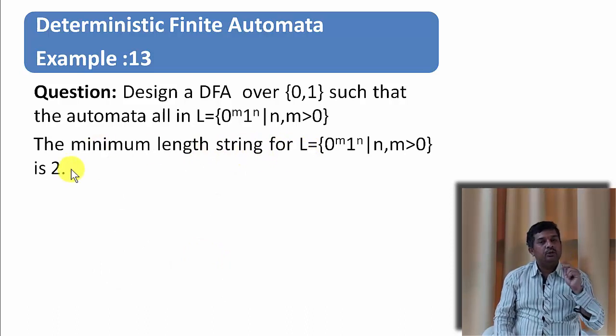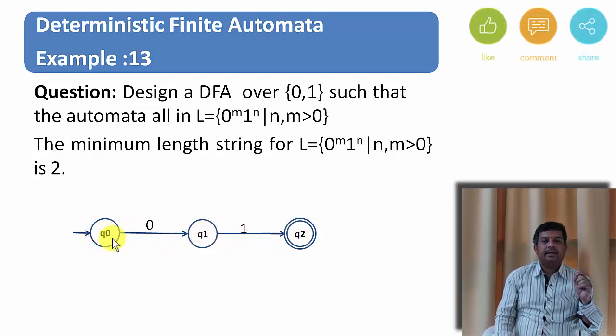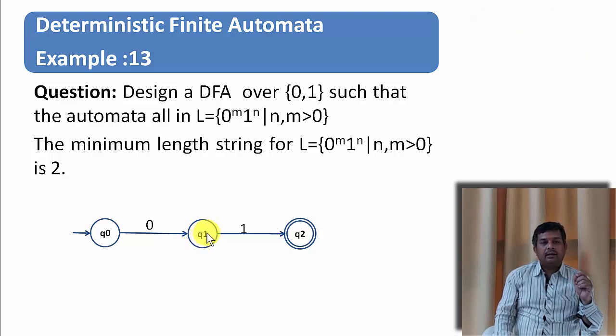It means we need 2 transitions. And for 2 transitions, we have 3 states. So from the initial state we take 0. We come to Q1. Again we take the transition 1. We come to Q2. And Q2 is the final state.